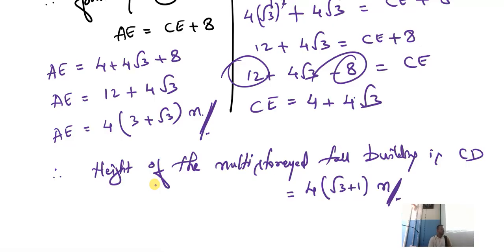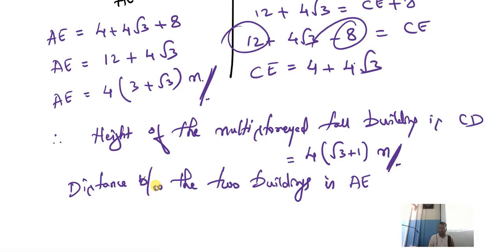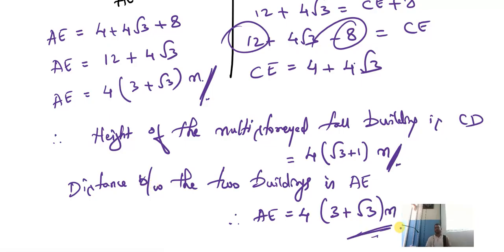Correct? And what was the distance? Therefore, the distance between the two buildings is AE. Distance between the two buildings is AE. Therefore, AE is equal to 4 into 3 plus root 3 meters.